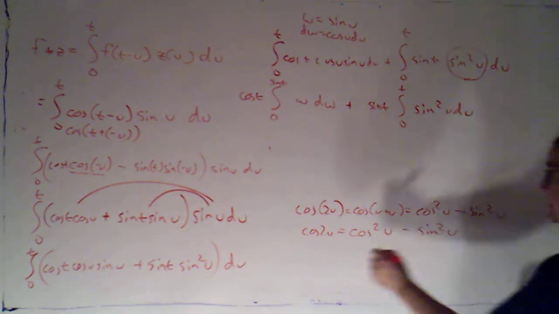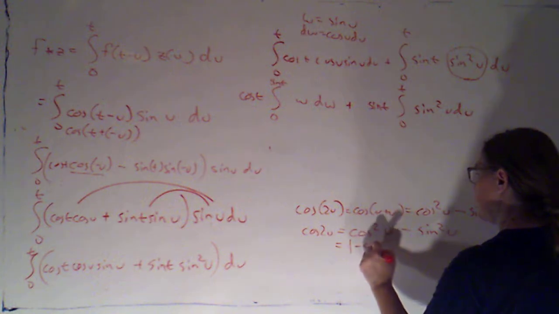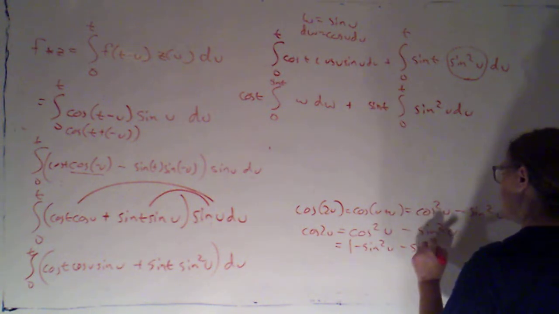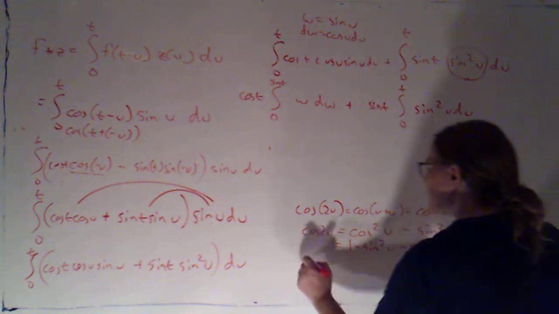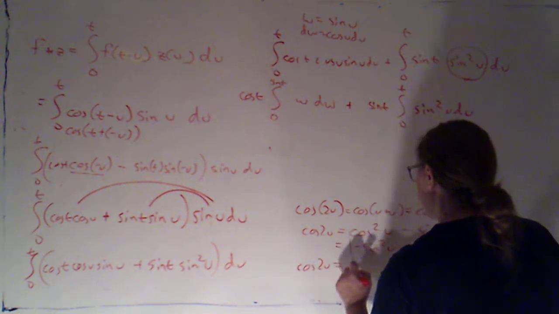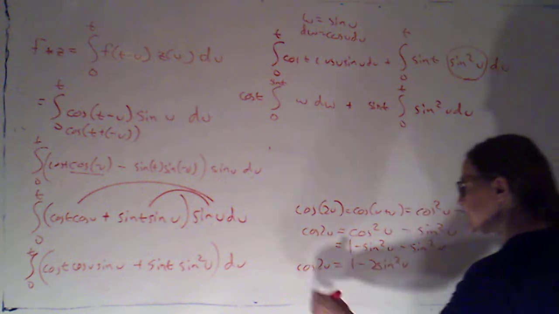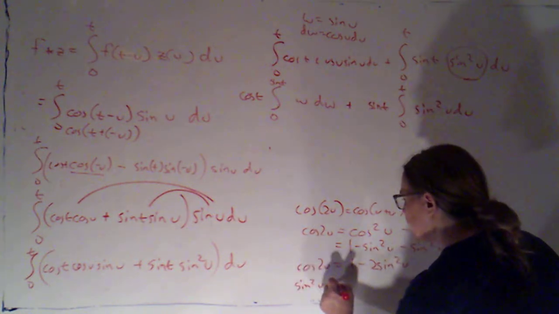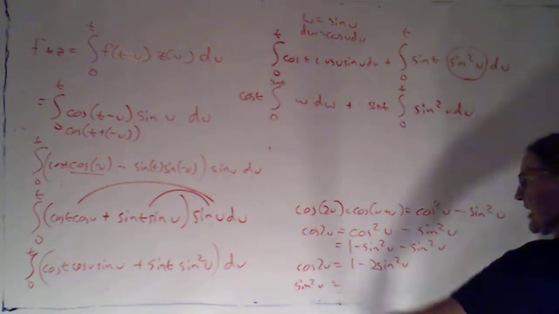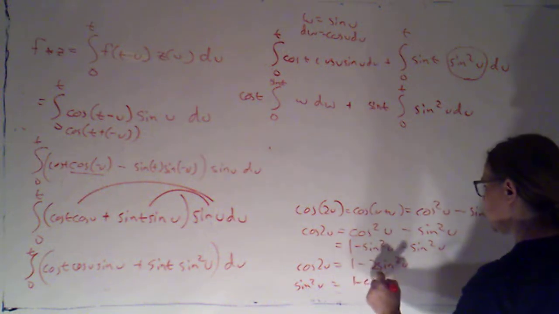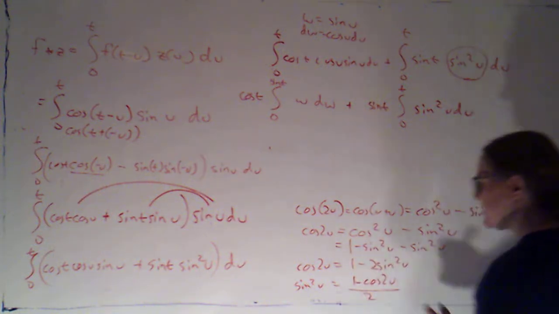So I'm going to replace this cosine squared with 1 minus sine squared u, minus another sine squared u. So we've got cosine of 2u is 1 minus 2 sine squared u. And if I solve for sine squared u, I'm going to add that over, subtract over the cosines, 1 minus cosine 2u, and divide by the 2.